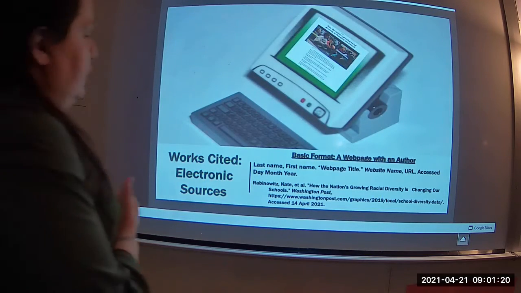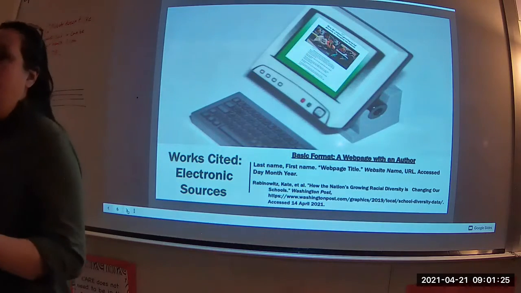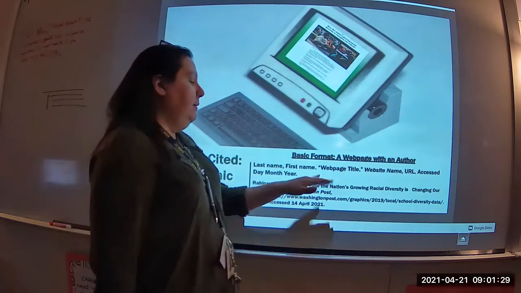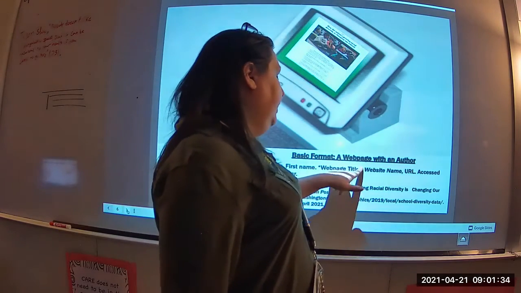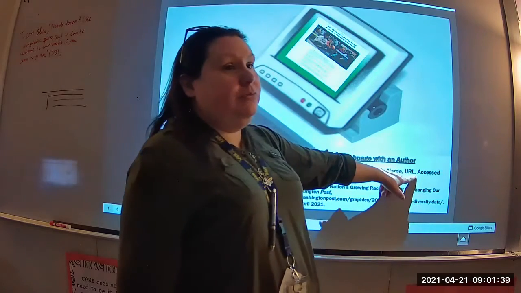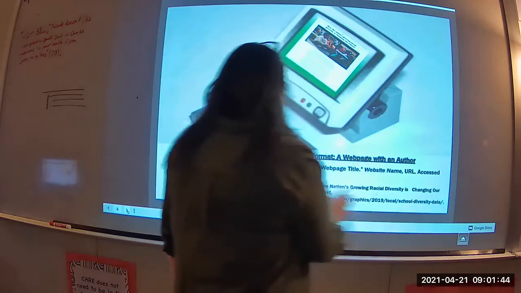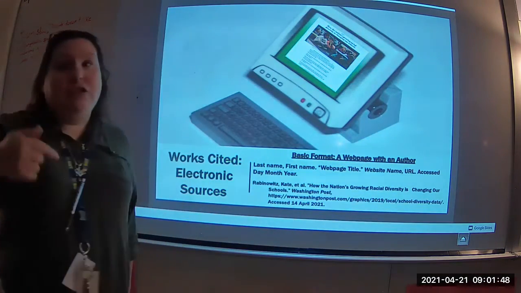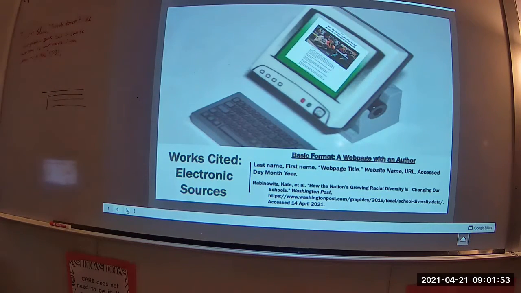All right, electronic sources. This is where it can get a little lengthy because a lot of the URLs are super long. But you're going to do the last name, first name, period. Then in quotation marks, you're going to put the webpage title, period, the website name, then the URL, period. Now, here's what you also need to include. Then you need to put accessed and then the date, day, month, year. So the day you actually look at it, right? The day you look at that source and you decide you're going to use it, that's the day you need to include.